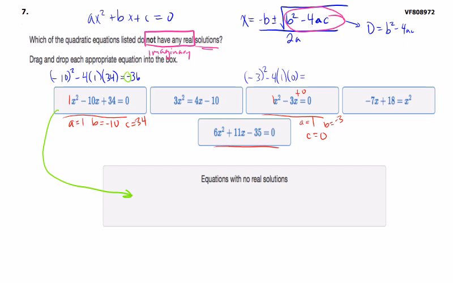Now, if you notice here, when you square this number, that's always going to come out positive, right? Because when you square a negative, it comes out to a positive. When you square a positive, it comes out to positive.